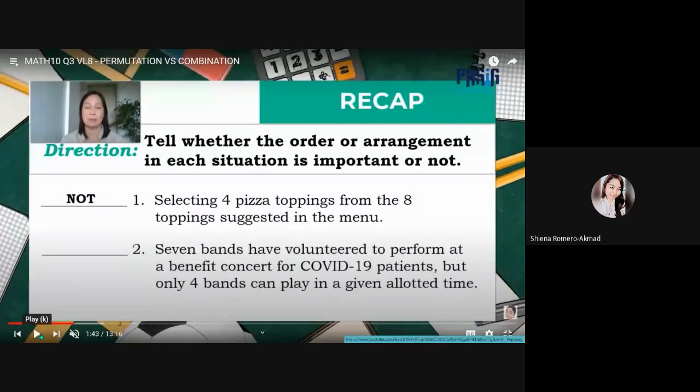Number 2, 7 bands have volunteered to perform at a benefit concert for COVID-19 patients, but only 4 bands can play in a given allotted time. So sa tingin ninyo, is order or arrangement important or not? Not? Why not?